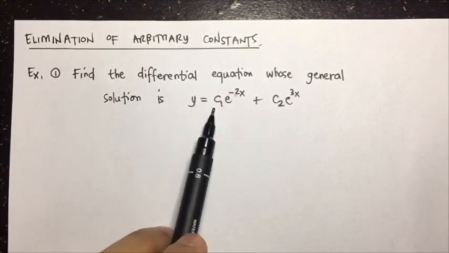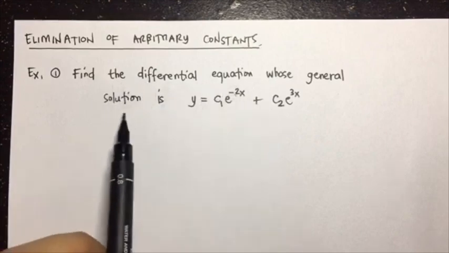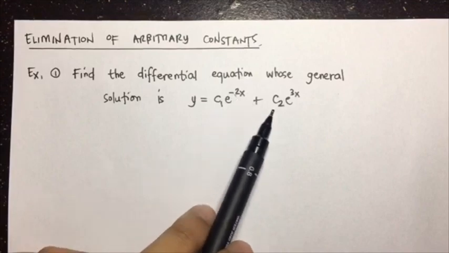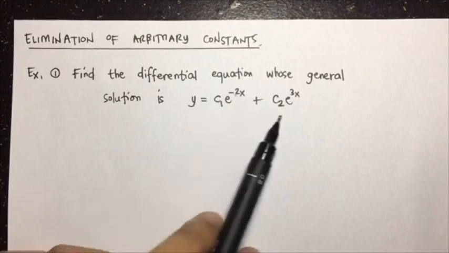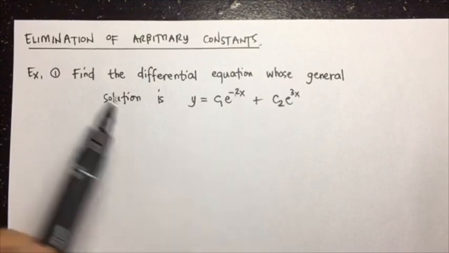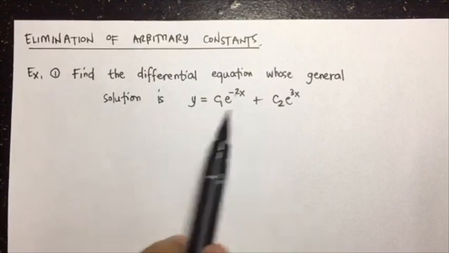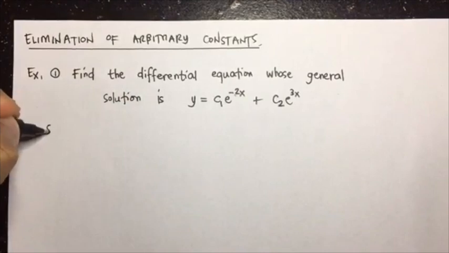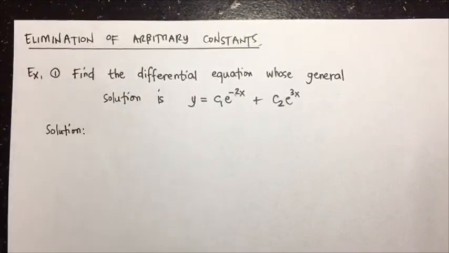Since we have C1 and C2 in our example, find the differential equation whose general solution is y is equal to C1 e to the negative 2x plus C2 e to the x. So we have two arbitrary constants. Therefore, we need to derive the equation twice. Okay, solution.